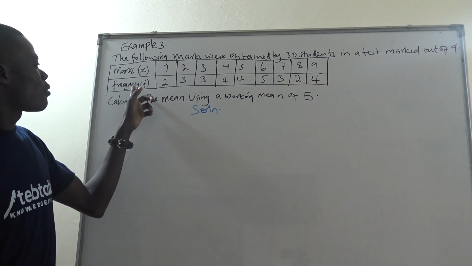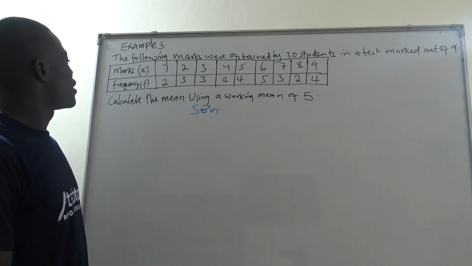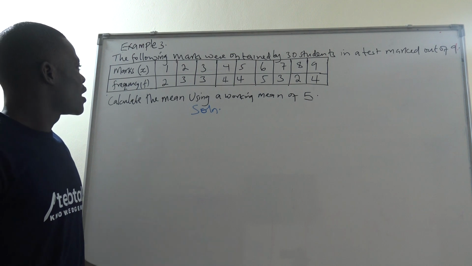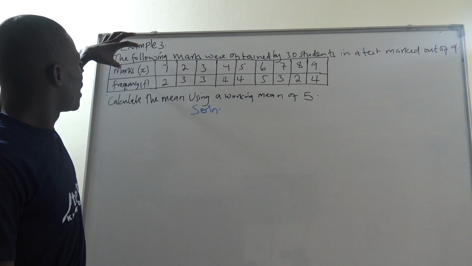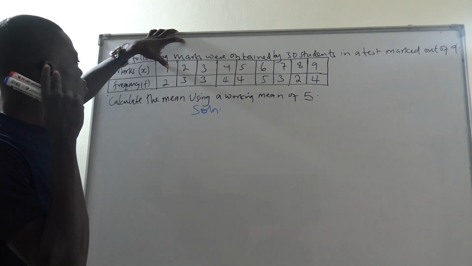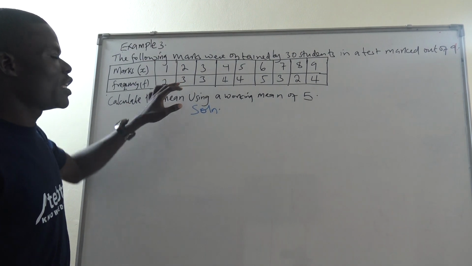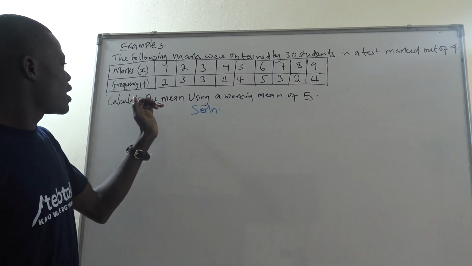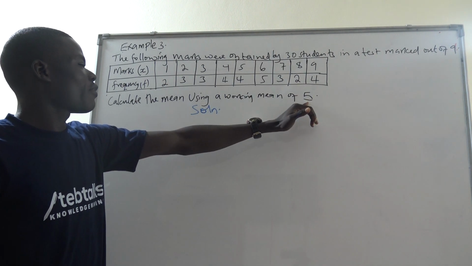Then they have given us the corresponding frequencies for those marks. And we said frequency is the number of times that item is appearing. In this case, what we are trying to mean is that marks x of 1 implies those students who got 1 are 2. And then those who got 2 are 3, and so on up to 9. Then the task for today is to calculate the mean using a working mean of 5.